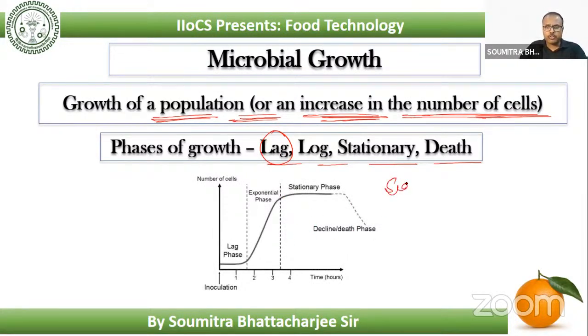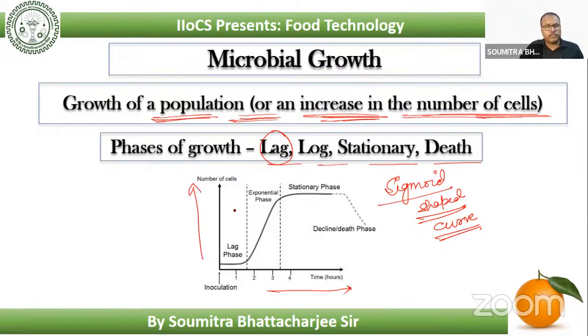We are also representing that as a sigmoid shaped curve. Okay. So what is happening? Number of cells, lag phase, exponential phase, stationary phase, and declining or death phase. With respect to time, this is happening with respect to the number of the cells, and that is expanded over here itself.